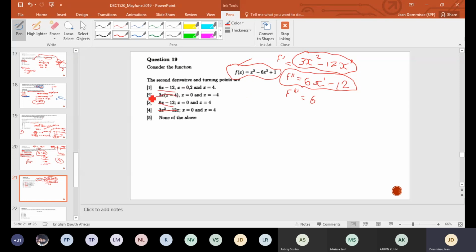So, okay, here we know it's not that. It is not that one, so we can at least take those two out. So now they're also asking us to work out the turning point. So how do you work out the turning point?